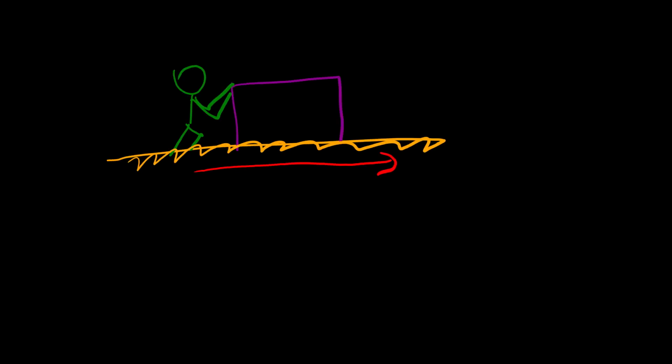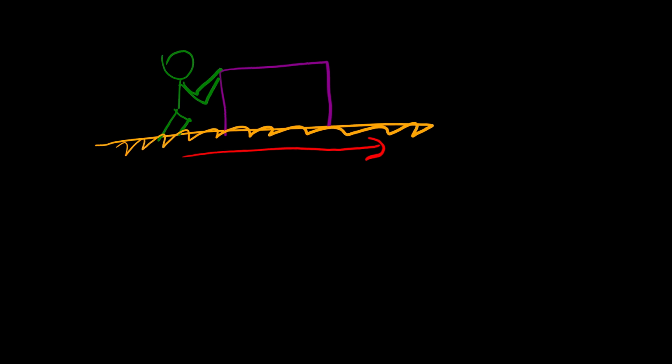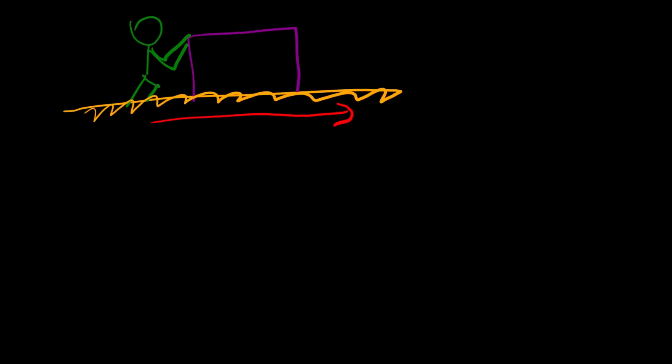Our second scenario, we can see we have an object which there's a person pushing. The direction of the object is to the right. Now, what is the free body diagram? And the surface is rough, it's not frictionless. So the free body diagram, as usual, a dot represents an object.